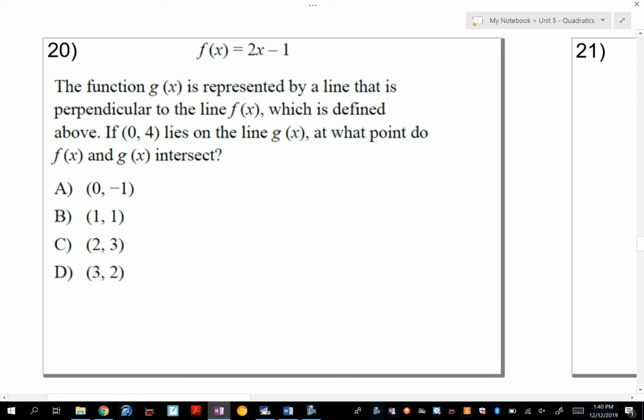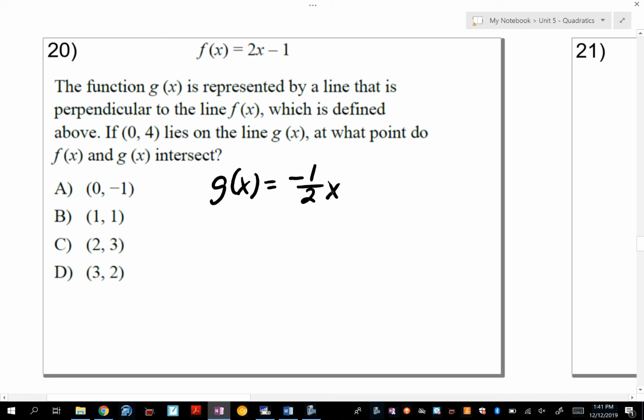Immediately, you should be thinking about what about perpendicular lines? Opposite reciprocal slopes, right? That last word's important. Opposite reciprocal slopes. That's exactly right. So immediately, I haven't done anything, but I notice this slope is 2. So what's going to be the slope for g of x? Negative 1 over 2. All right, so I'm going to write that down. g of x equals negative 1 over 2 x. There's my slope for that one.